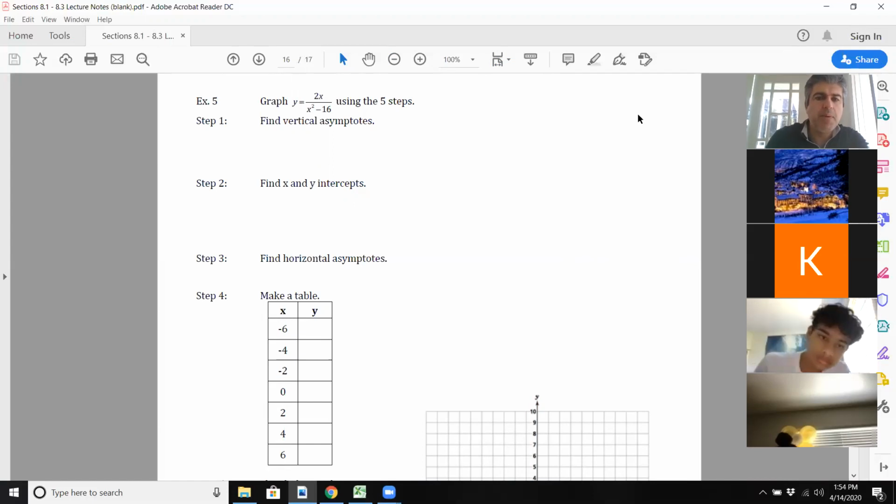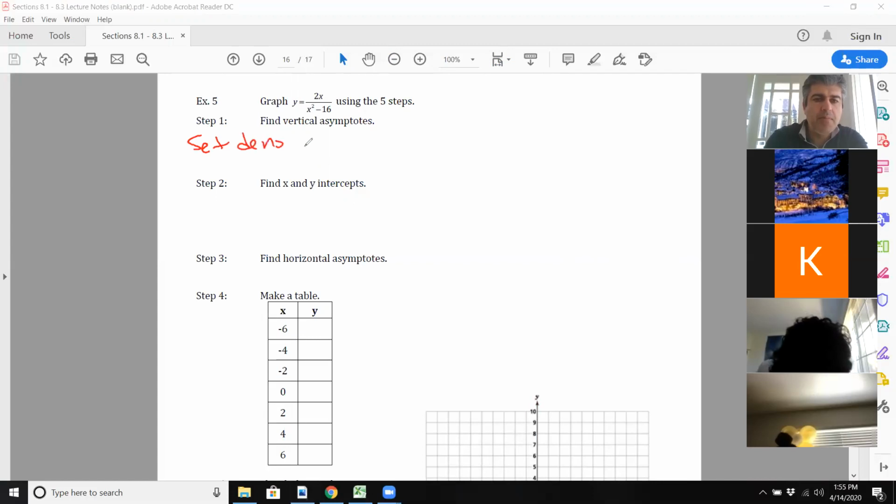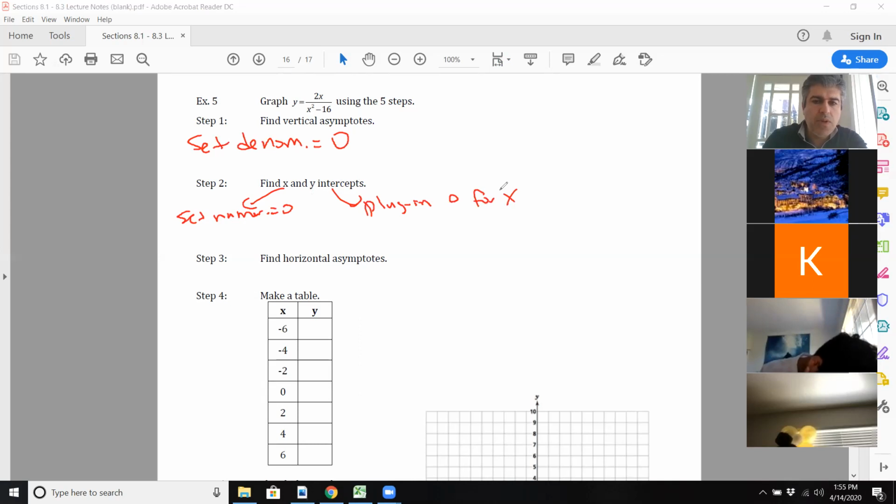So vertical asymptotes, remember, in case you forgot, set the denominator equal to 0. X-intercept, you're going to set the numerator equal to 0. Y-intercept, you're going to plug in 0 for x. Horizontal asymptotes, you need to consider the 3 cases, which I'll go over in a little bit.